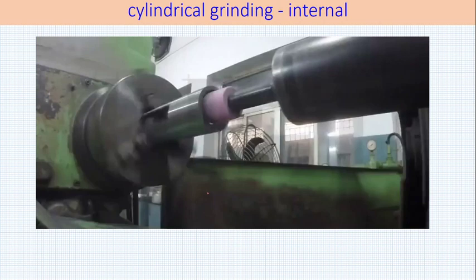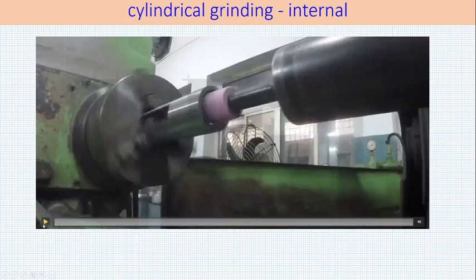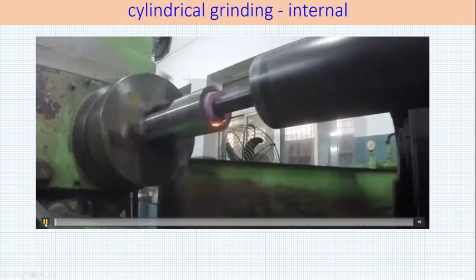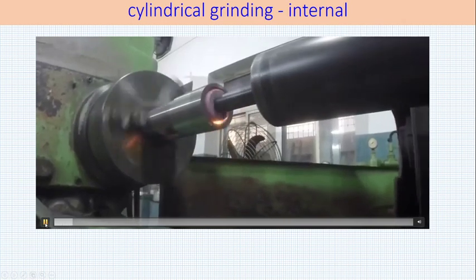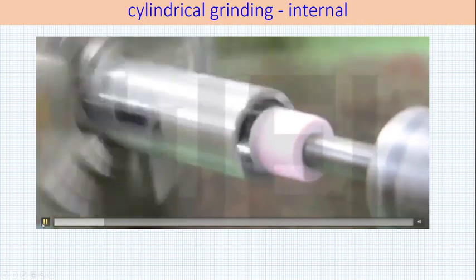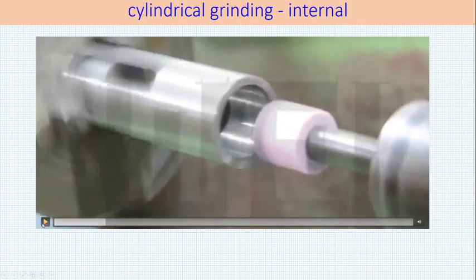Now this is an example of internal grinding. More precisely, this is an example of internal cylindrical grinding, which is traverse type. So as you can see, let us stop the video here. Yes, this is a nice place to stop it.